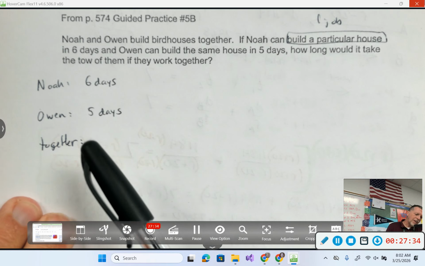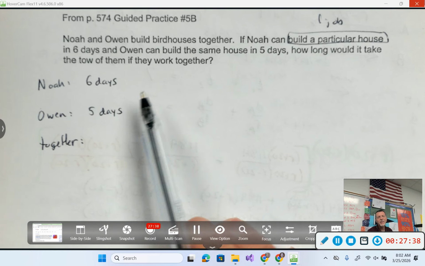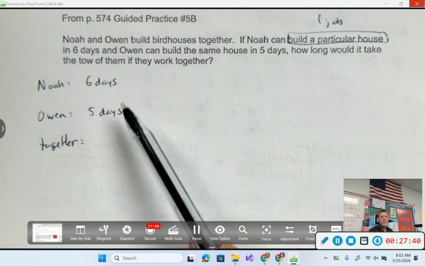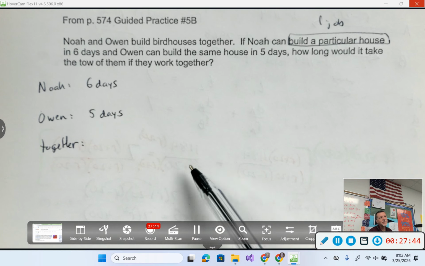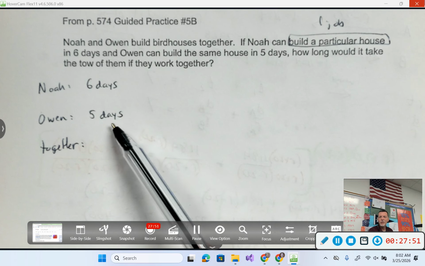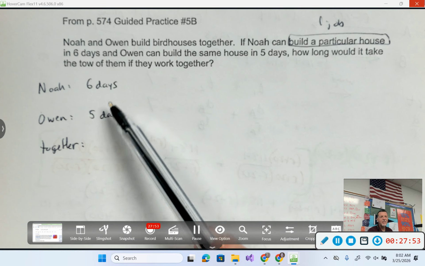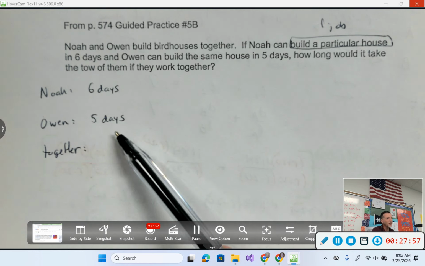Can you get a guess on if they're working together? Will it be in between 5 and 6? Will it be less than 5? Will it be more than 6? Less than 5, right? If Owen can solo the project and get it done in 5 days, if he has any help at all, it should be less than 5 days. So I should get an answer less than 5. We'll see.